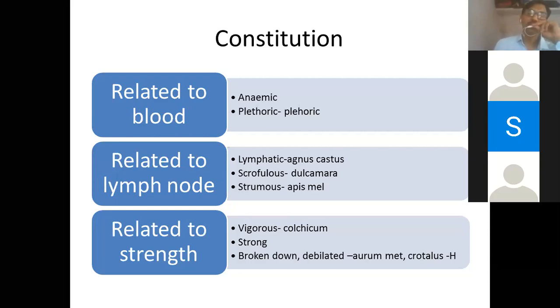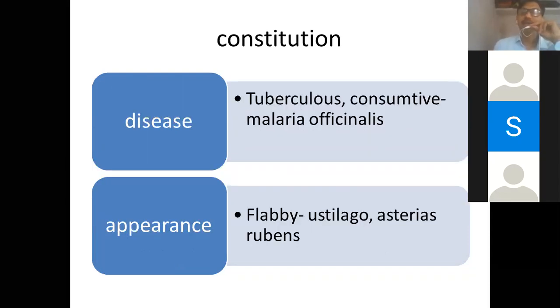Then there are a few more contexts of this word constitution. It is sometimes related with strength. So there is one vigorous constitution, example remedy Colchicum. Sometimes it is described as a strong constitution, sometimes as a broken-down constitution, and in two more contexts this word constitution is used with respect to disease and with respect to physical appearance.